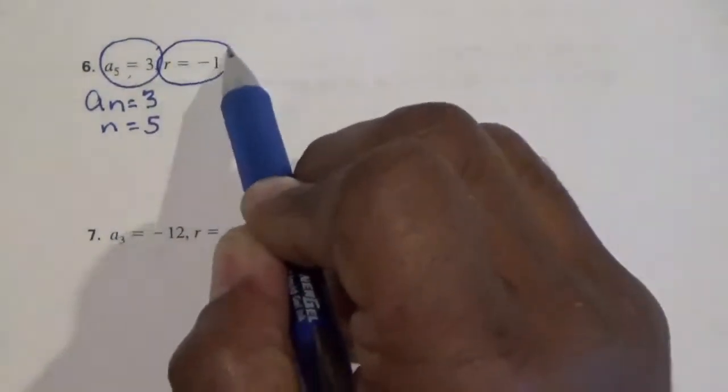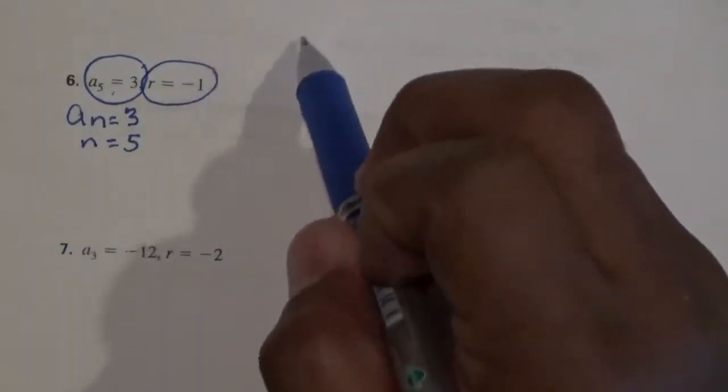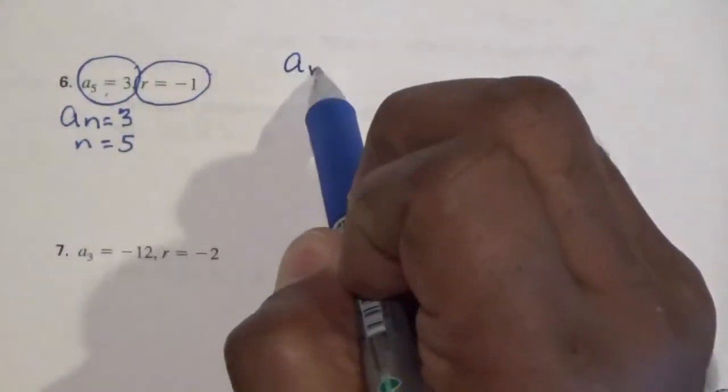All right. And in this case, they tell you what the common ratio is, which is -1. Now, there's several ways to figure this out, all right? But we want to take the information given and plug the information into the rule. All right, so we're going to write the rule.